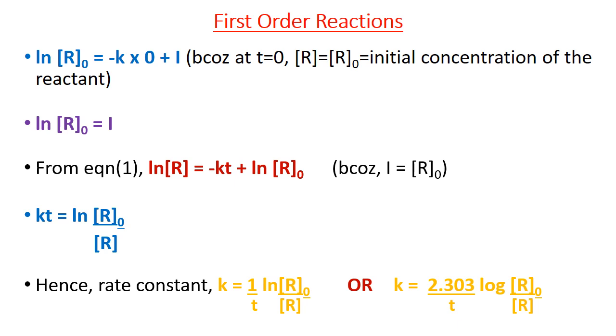Hence rate constant for first order reaction is k is equal to 1 by t ln of [R]0 divided by [R], or k is equal to 2.303 divided by t into log of [R]0 divided by [R]. This is the rate constant for first order reaction.